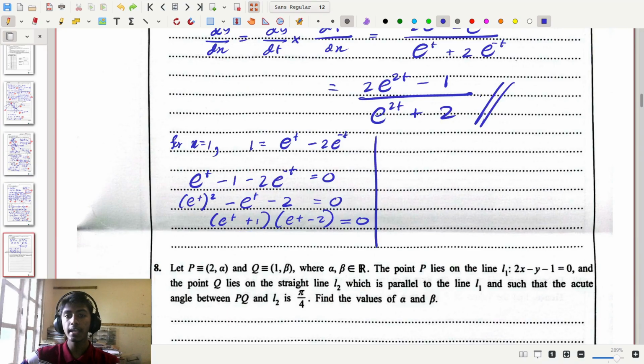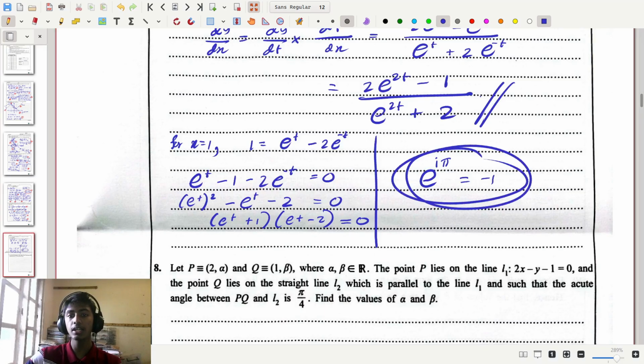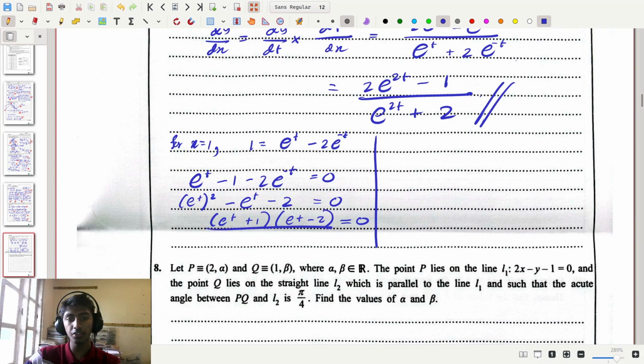As we know, e to the power of t equals minus 1 has the solution e to the power of i pi equals minus 1. Now note, this would mean that t would be equal to i pi, and since i pi is not an element of the real numbers, we can conclude that this solution here is not going to be the valid solution, meaning that this can be discarded, meaning that e to the power of t minus 2 is equal to 0.